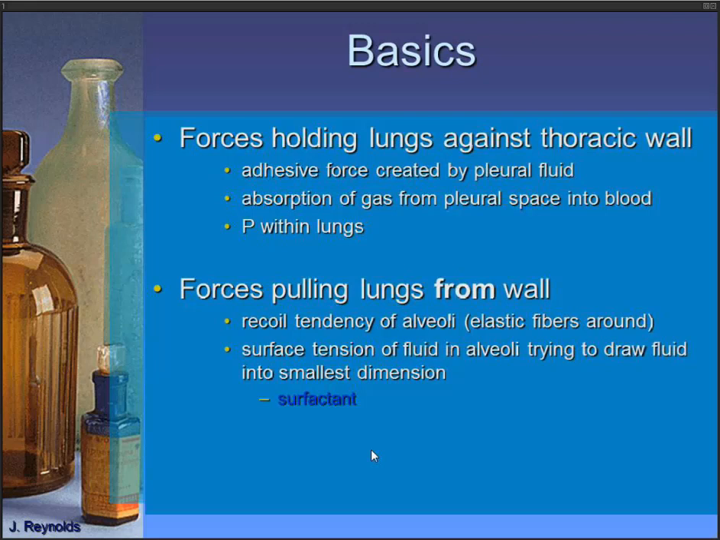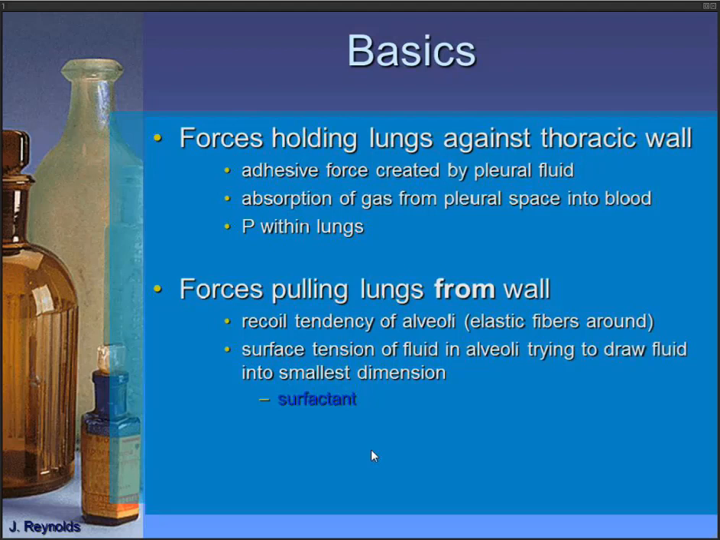Also, there shouldn't be any gas in the pleural space. You want that liquid adhesiveness. That's the main thing. So let's talk about what's trying to cause the lungs to pull away from the wall.